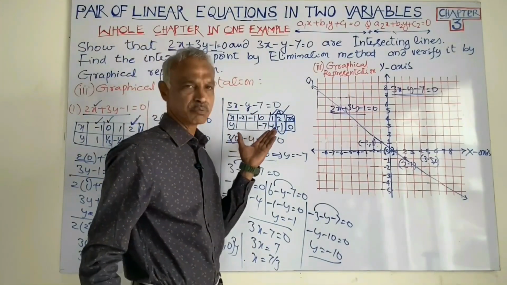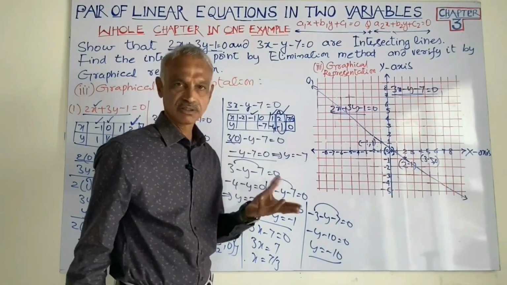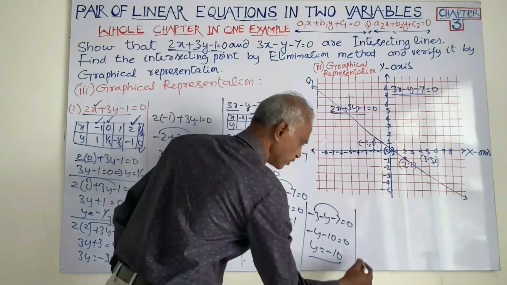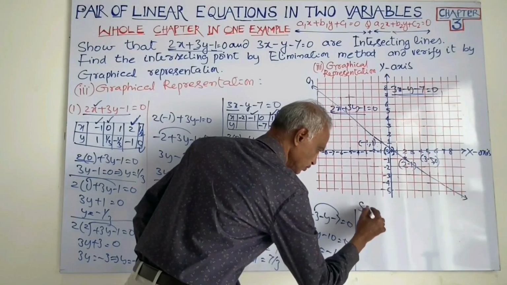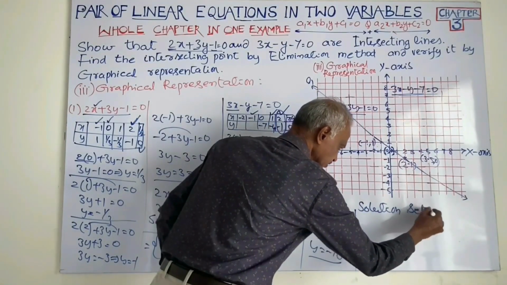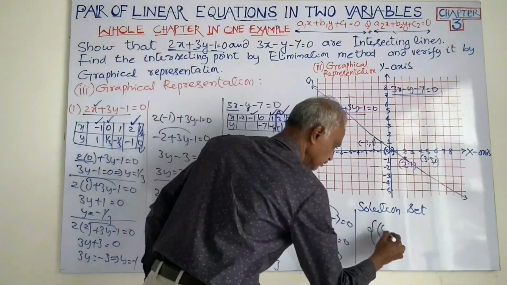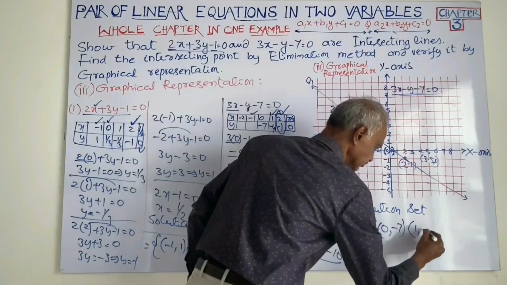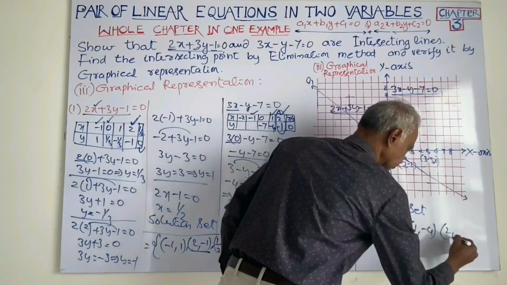We got 2 points, (1, -4) and (2, -1). With the help of these 2 points, ordered pairs, we can draw a line. Solution set. What is a solution set? You have just seen (0, -7), (1, -4), and (2, -1).